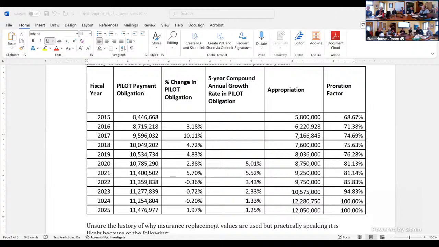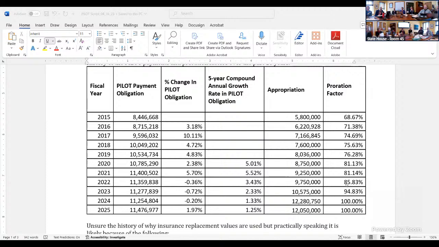We do have a pilot calculation spreadsheet on our website if folks really want to get into the detail, but this was a helpful summary of where we've been in the last several fiscal years. One of the many calculations that Chloe works on with AOA and ANR is this proration factor. A lot of pieces go into what the actual appropriation is. There's an insurance value, there's the CLA, and then there's a proration based on what's appropriated for the pilot payment.